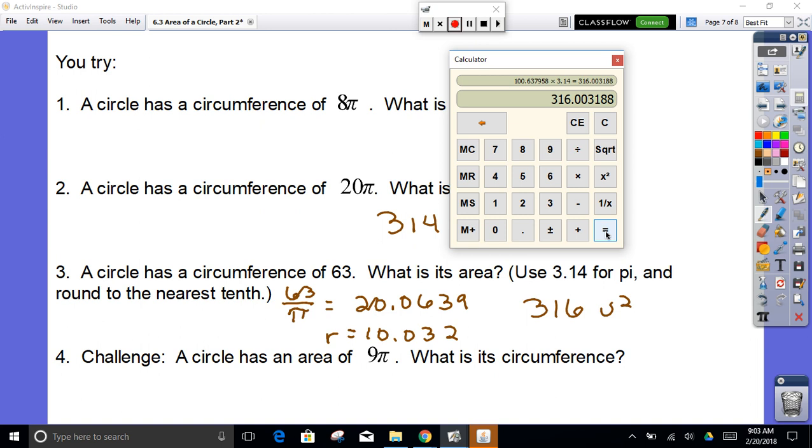All right, number 4, the challenge. Did anybody figure this out? Katie? I did it a different way than I used to get the formula for the other one. So I multiplied 9 by 4 because of the formula I used for the other one. And I got 36. And I know that 6 times 6 equals 36.